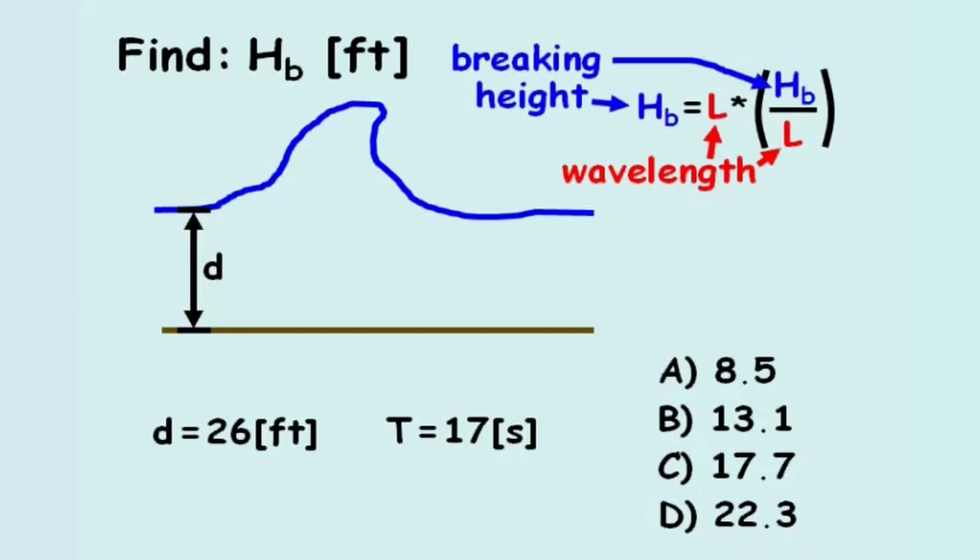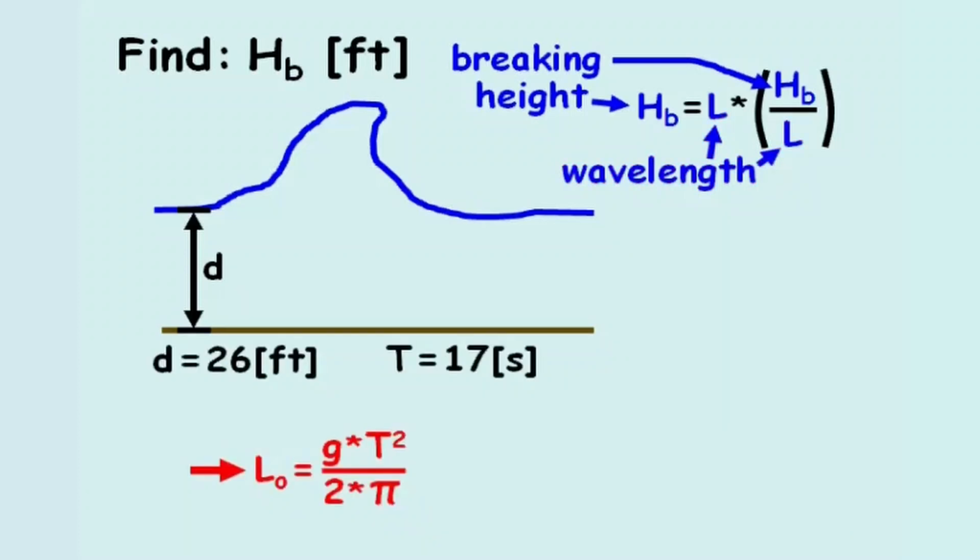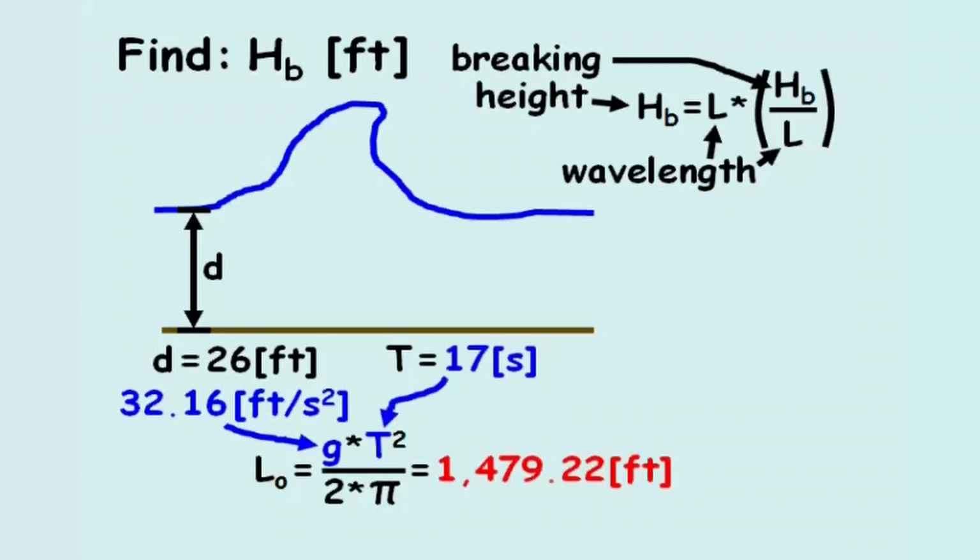We'll first solve for the wavelength, L, by computing L naught. L naught is the wavelength for the wave during deep water conditions and is computed by multiplying the gravitational acceleration constant times the wave period squared, all divided by 2 pi. And L naught computes to 1,479.22 feet. In order to reference the wave tables, we'll compute d divided by L naught.